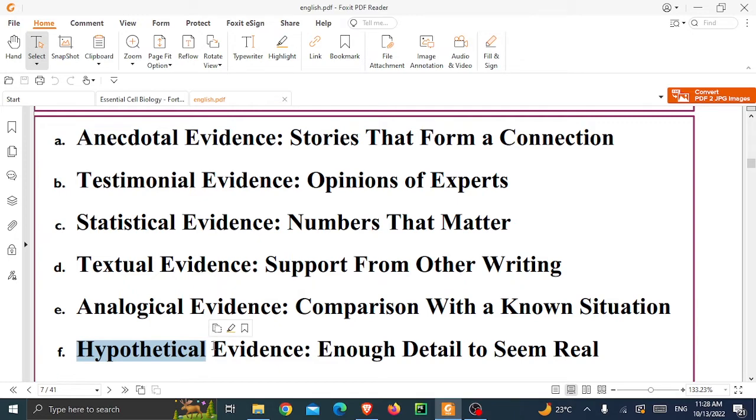We have hypothetical evidence. From its name, and I think people who are in science and technology, science and engineering, took the scientific method, which was the first lecture in the Bio 101 course, and they studied the scientific method, which heavily depends on making a hypothesis. And hypothetical evidence is enough detail to seem real.